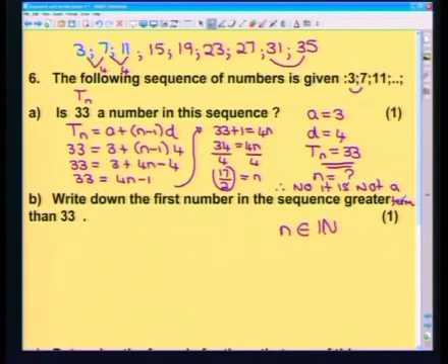Right, let's now go to the next part of the question, which says, write down the first number in the sequence greater than 33. Now, we've cheated. We've already worked that out. It's actually 35. But what they're expecting you to do, if it was a number too big to actually do it physically like we've done it, is to say, well, look, this was 8.5. So the next one bigger must be the 9th term.